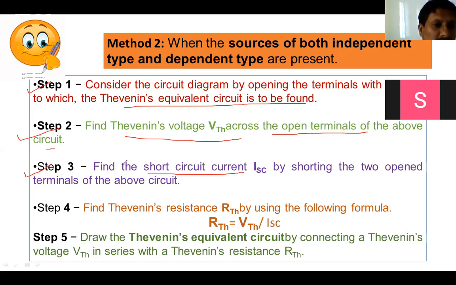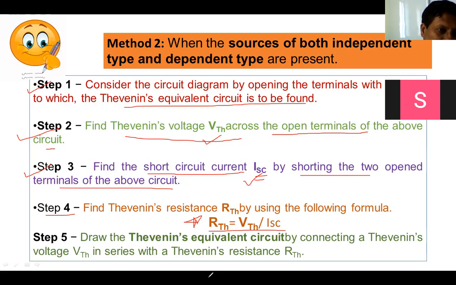That is in step number 3. So in step number 3, find out the short circuit current ISC. Means the 2 terminals that you opened, you have to short them and find the current in the short path. That current I will name ISC. SC for short circuiting. So find the short circuit current ISC by shorting the 2 terminals of the given network. So you got VTH in step 2. You got ISC in step number 3. So in step number 4, you can get RTH, the equivalent resistance, by using this formula. So RTH is equal to VTH divided by ISC.